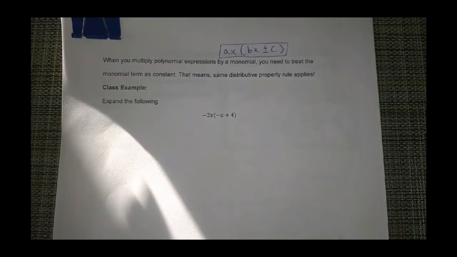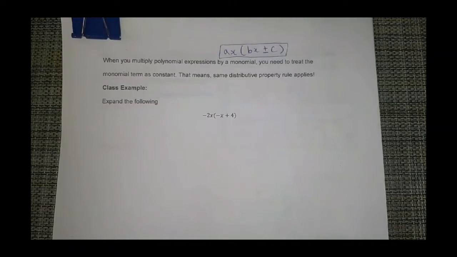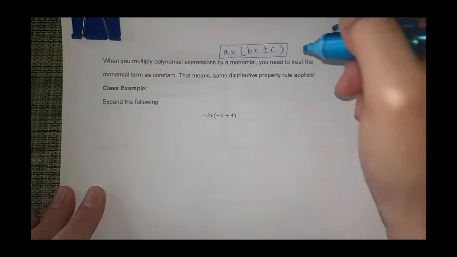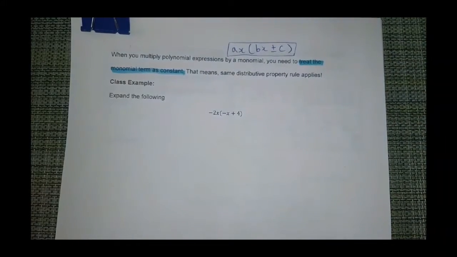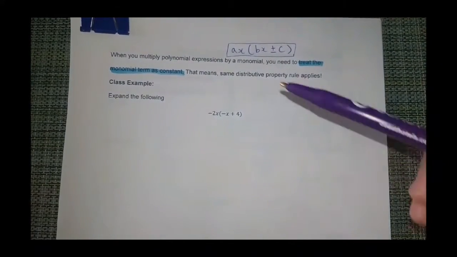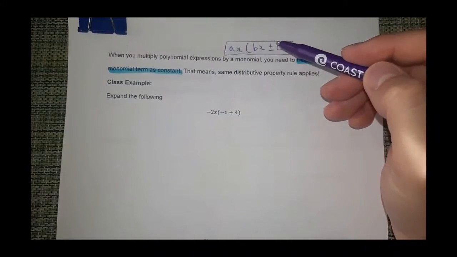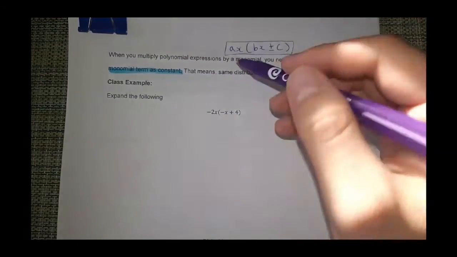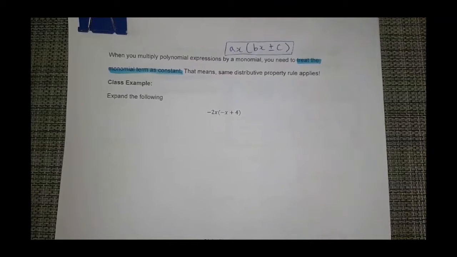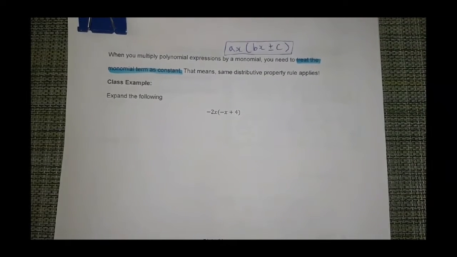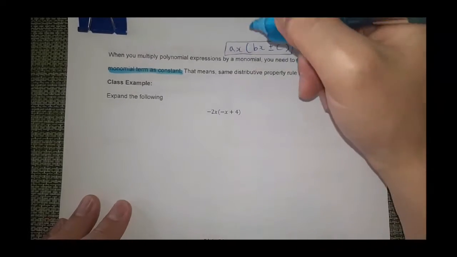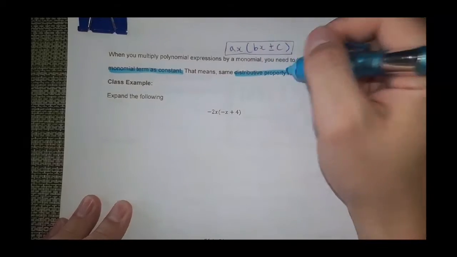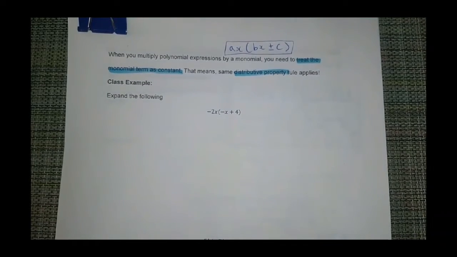So when you multiply a polynomial expression by a monomial, you need to treat the monomial term as if it's a constant. What I mean by that is, do you guys remember 5 bracket open 3x minus 2 bracket close? Imagine the monomial considered as 5, except it does have at least a single degree, which is x, y, z, a, b. You got the idea. We are going to use the same skill, which is the distributive property rule.